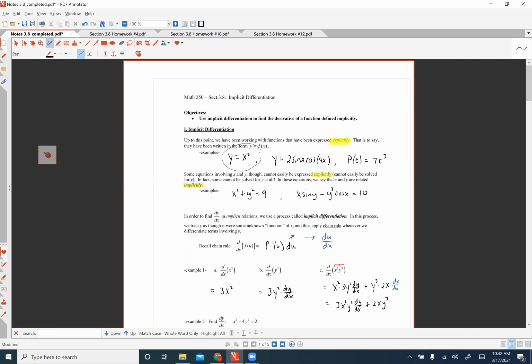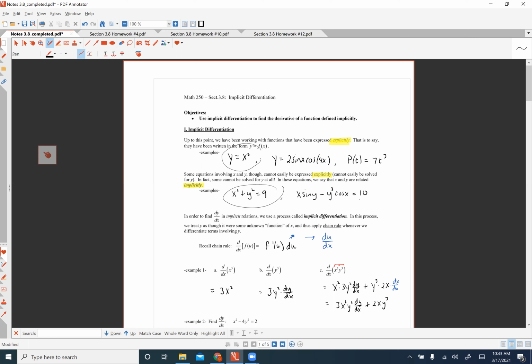So y is typically on the left. And then on the right side of the equal sign, we have some function with x as the independent variable, or t as time. But sometimes functions are not expressed explicitly but implicitly. Here's a circle with radius 3. Here's another function, x sine y minus y cubed cosine x equals 10. When we don't have y equals, when y is not isolated on one side, typically the left, we say that y is expressed implicitly.